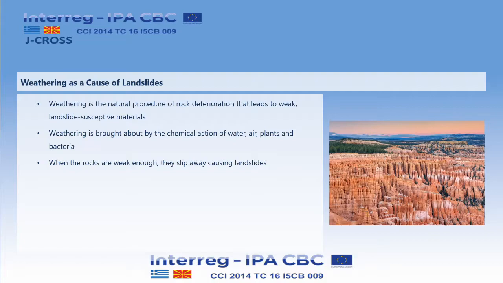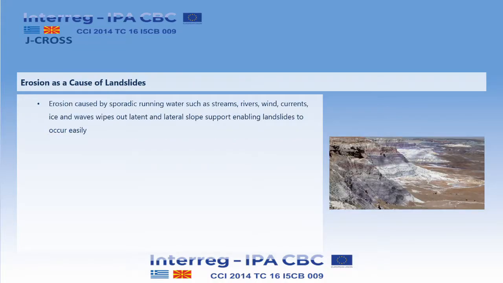Weathering is the natural procedure of rock deterioration that leads to weak, landslide-susceptible materials. Weathering is brought about by the chemical action of water, air, plants, and bacteria. When the rocks are weak enough, they slip away causing landslides. Erosion caused by sporadic running water such as streams, rivers, wind, currents, ice, and waves wipes out latent and lateral slope support, enabling landslides to occur easily.